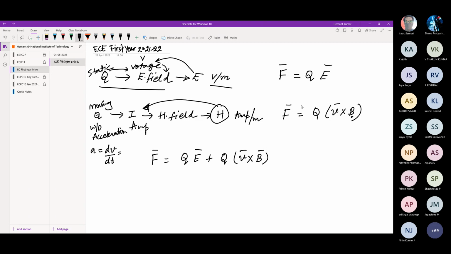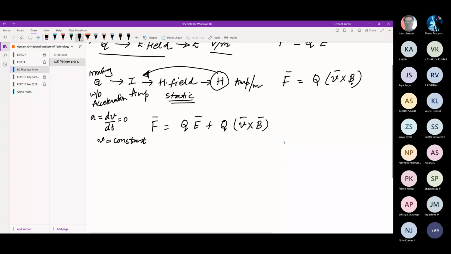So I'm assuming it is zero. That means the velocity is constant. It is moving with a constant velocity. If it is moving with a constant velocity, then in that case it will produce a magnetic field, and that magnetic field will also be static. Static here means independent of time. It will not vary with respect to time. So there will be no change with respect to time. The strength of the magnetic field will remain constant.